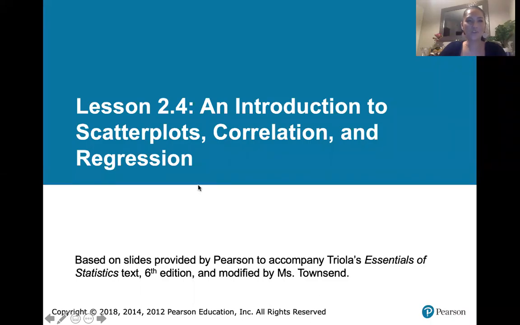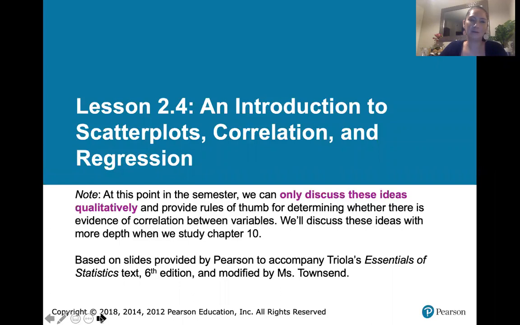This video is an overview of Lesson 2.4, which is an introduction to scatterplots, correlation, and regression. Just a note about this lesson. At this point in the semester, we can only discuss these ideas qualitatively, and I will provide some rules of thumb for determining whether there's evidence of a correlation between variables.